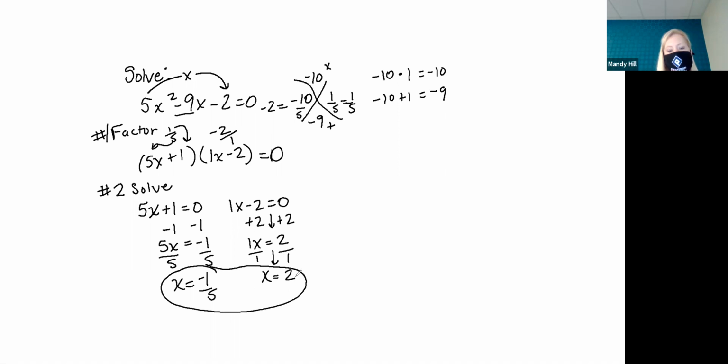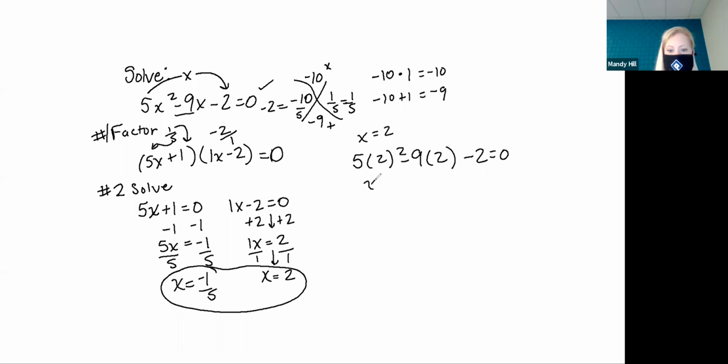If I were to plug in 2 up here for x, you don't have to write this down, but my original equation says this. Instead of x's, I just put blanks for my x's. If I plug in 2, one of the answers, it's supposed to be 0, because that's what I was supposed to have it equal to, and it is. 5 times 2 squared minus 9 times 2 minus 2 is equal to 0.